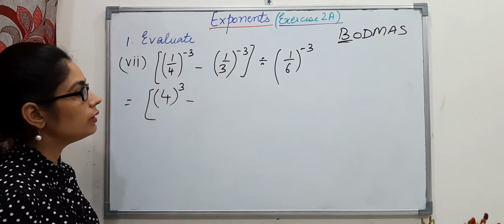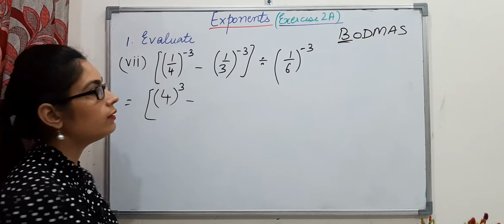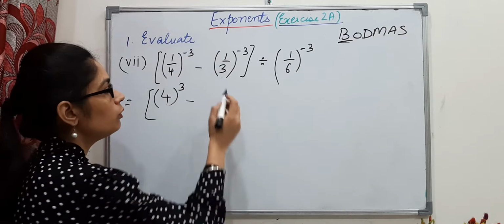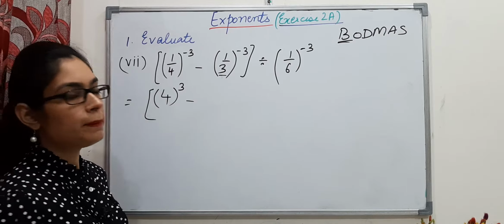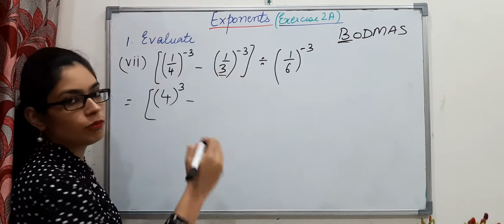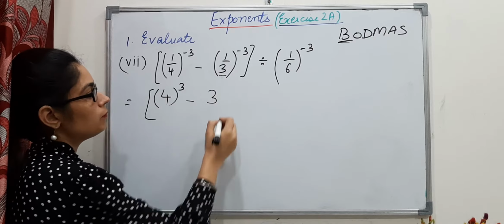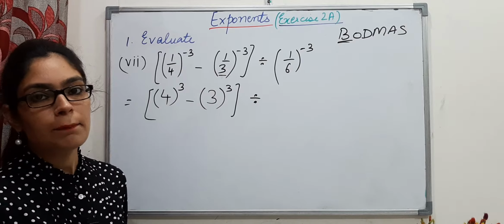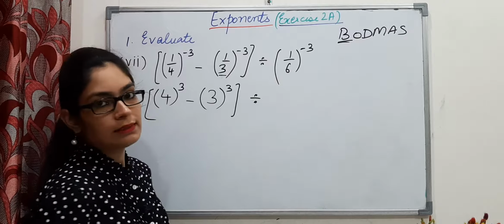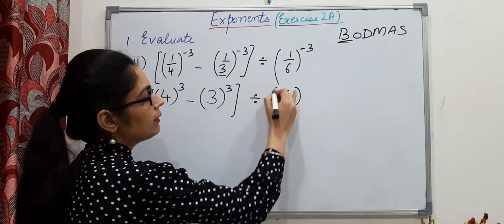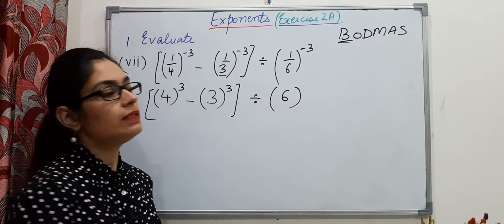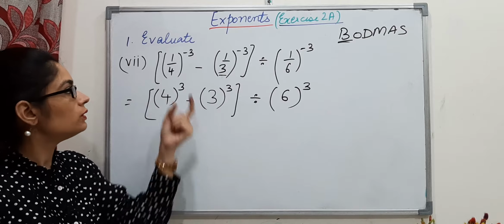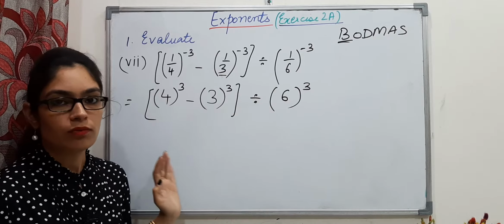In the same way we have to do this: 1 by 3 to the power minus 3. The power is negative. In order to make it positive, we have to take the reciprocal of the base. The base is 1 by 3, the reciprocal of 1 by 3 is 3, or 3 by 1, whole cube. Divided by this, we can also make the power positive. The reciprocal of 1 by 6 is 6 by 1, or 6, and the power is changed from minus 3 to plus 3. So in this step we have made all the powers positive by taking the reciprocal of the given numbers.